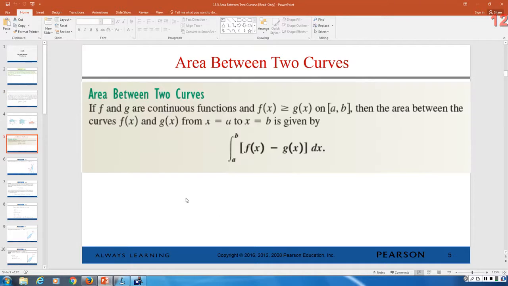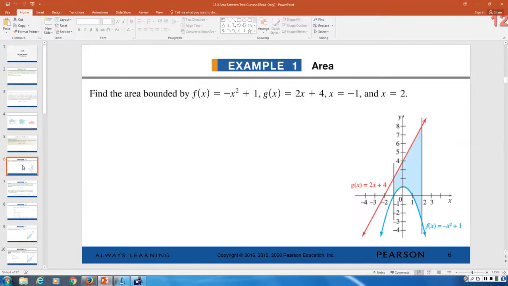And this is just a formal statement of how that works. So what we want to do is look at an example problem. This one's kind of technical looking, but we won't get to the applications until you get an idea of how this works. It says find the area bounded by this function, f of x is x squared plus 1, which is this blue function, and g of x is equal to 2x plus 4, which is the red line, and it goes from negative 1 to 2.